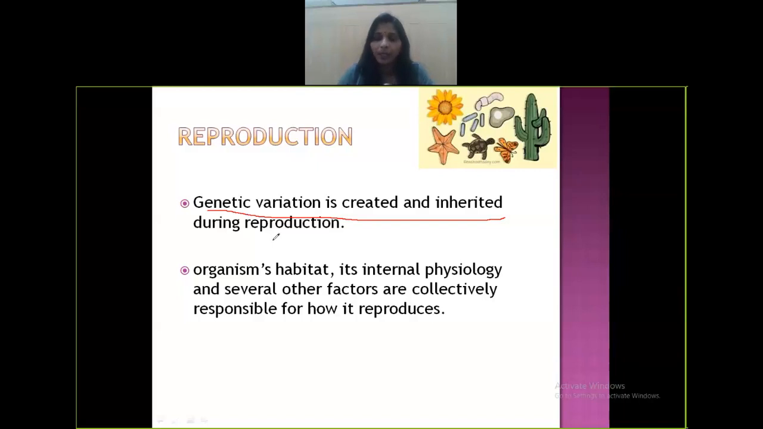Now, what are the other factors which play a very important role in reproduction? The organism's habitat. Habitat means the place where the organism lives. The organism's habitat, internal physiology, and other factors are collectively very important for how an organism reproduces. There should be favorable conditions for an organism to reproduce. So the organism's habitat, internal physiology, and various other factors are collectively responsible for how it favors reproduction.